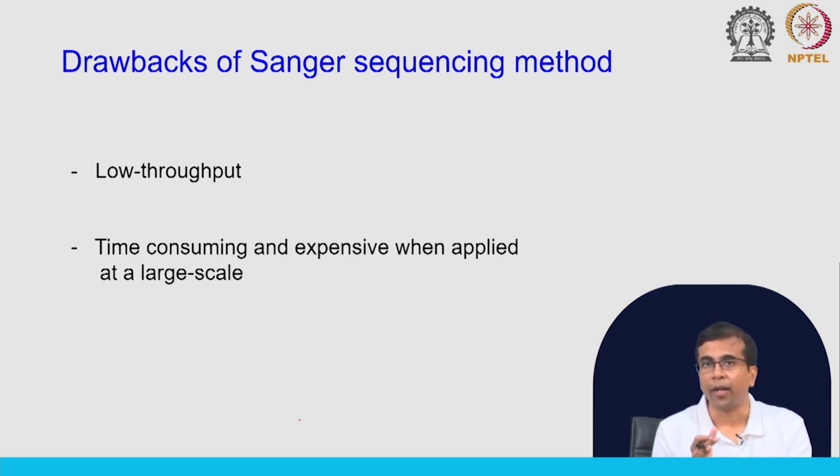When you apply Sanger sequencing to a very large-scale genome project, it becomes very expensive and takes a lot of time. This is probably not the way you want to sequence not just human genomes, but also the genomes of other species around us, plant genomes, crop genomes. So, this is a big limitation of Sanger sequencing.